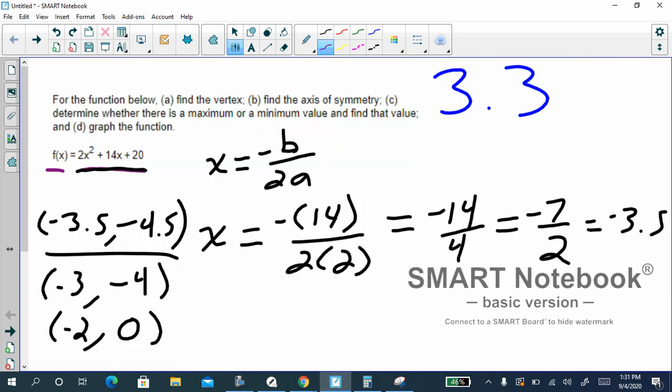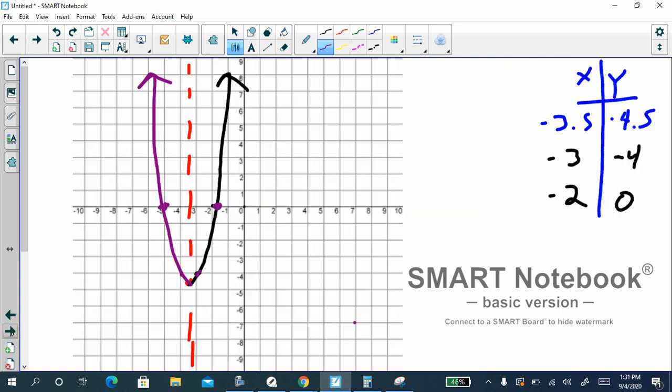So we've got our vertex. The axis of symmetry is an equation, and a vertical line is always x equals something. At that axis of symmetry, the x is negative 3.5. Notice for our vertex, the x is negative 3.5.